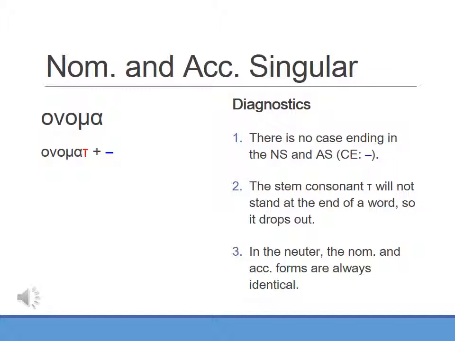Remember that in the nominative and accusative, all neuter nouns are identical in form. In other words, the nominative and accusative singular of any neuter noun will be the same. So there's no case ending. The noun stem ends in tau, and the tau will not stand at the end of a word, so it drops out. Onoma.